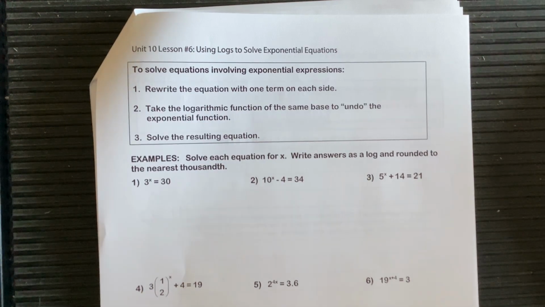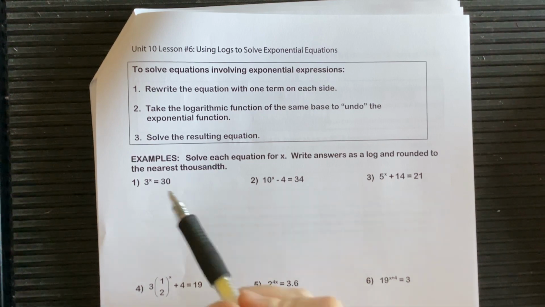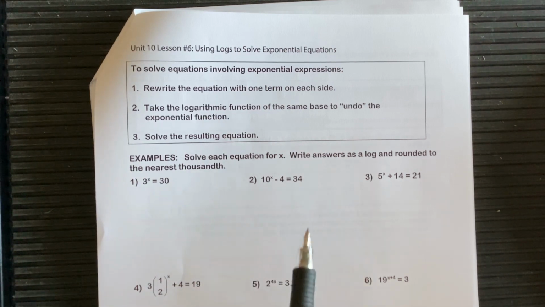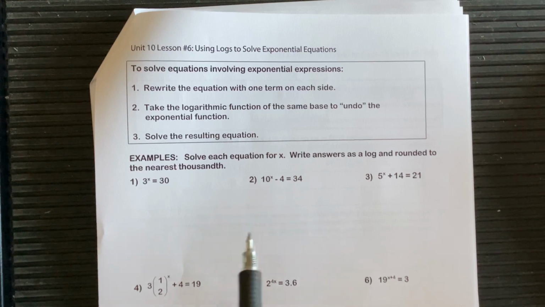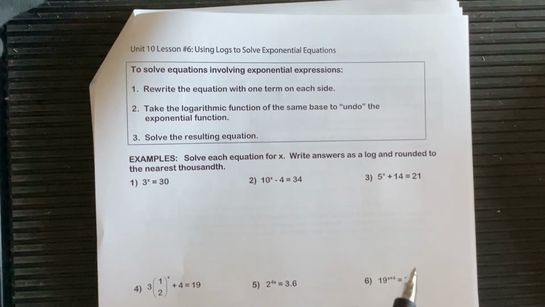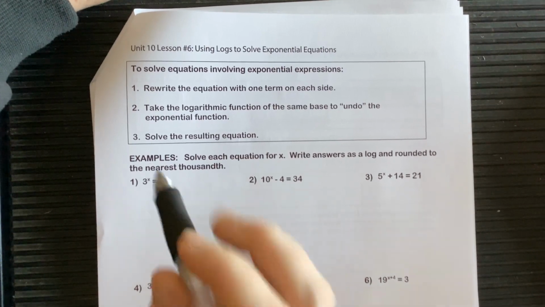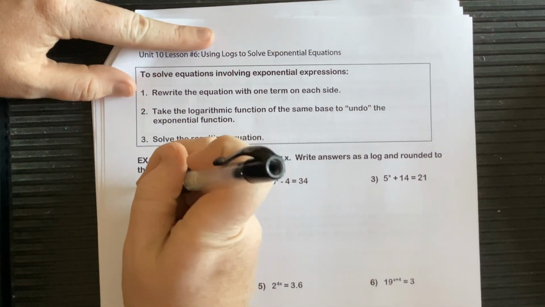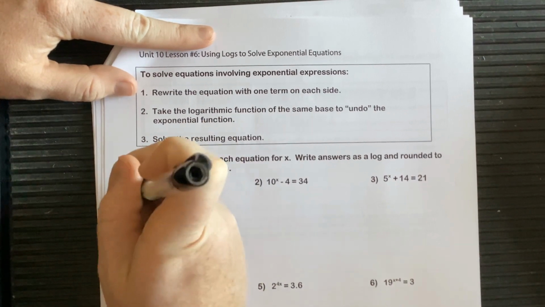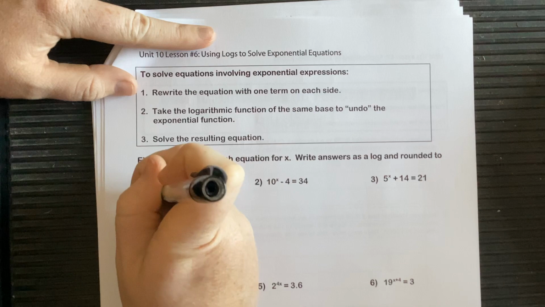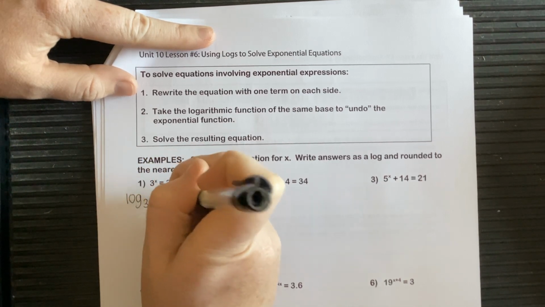If we look at this first one, the first step is always, can I rewrite one as the other? You cannot rewrite 30 as a power of 3 because 3 raised to the third power is 27, and 3 raised to the fourth power is 81. You're never going to get that. So this is an example where you'd have to use the calculator. We're going to rewrite this as a log. We have one term on this side, one term on this side. So this is log base 3 of 30 is equal to x.